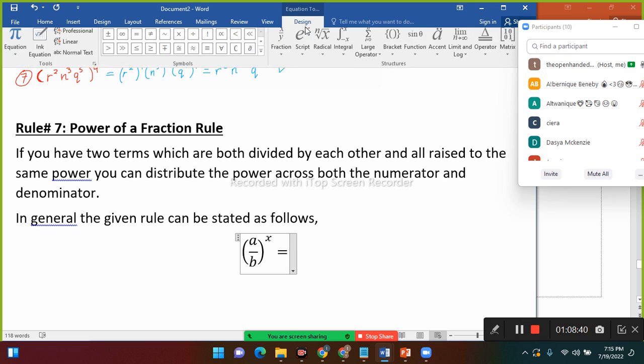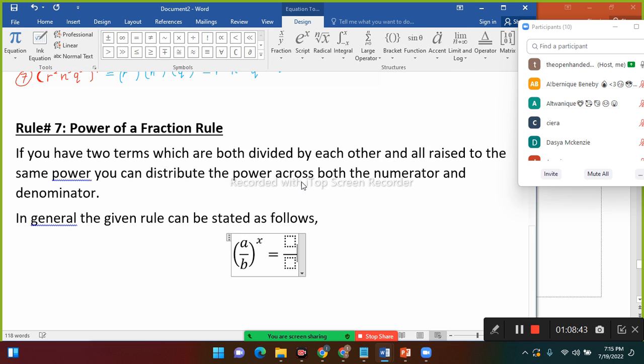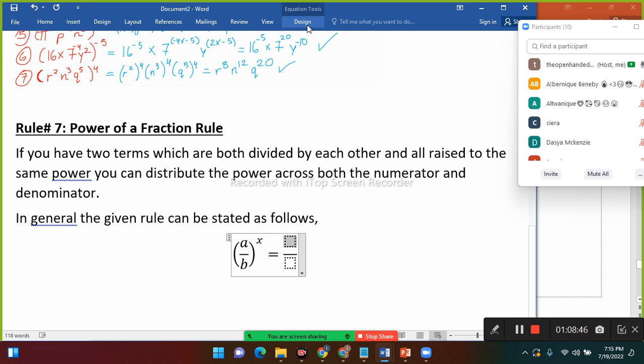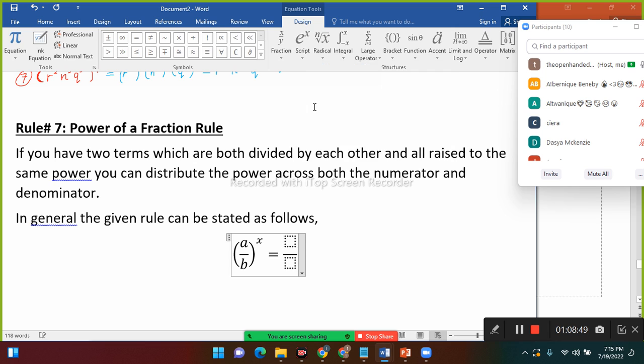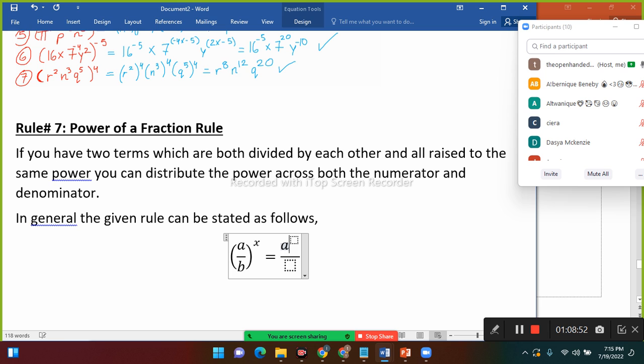Alright, so let's try. It's going to be a to the power of x divided by b to the power of x. So that's our rule. What we do is take the power and distribute it across both terms, both the numerator and the denominator. That's how we tackle that.